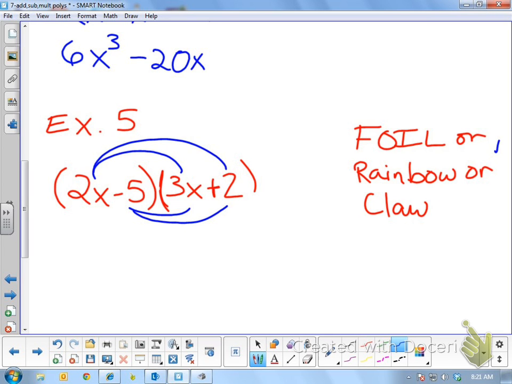So we multiply 2x times 3x. This time I'm not going to write the mental step. We're just going to go straight through the problem. 6x squared: 2 times 3 is 6. We have an x to the first times an x to the first, so 1 plus 1 is 2. We multiply the next one: 2x times 2, 4x.